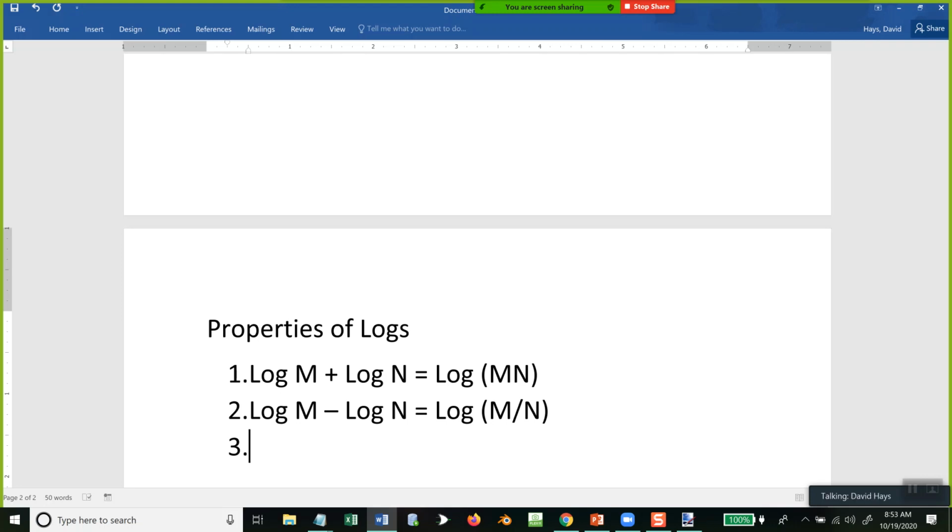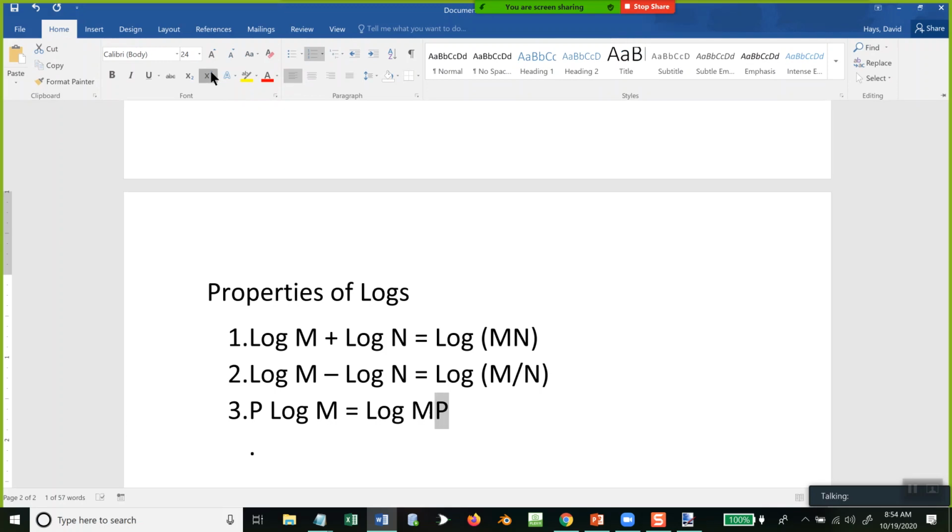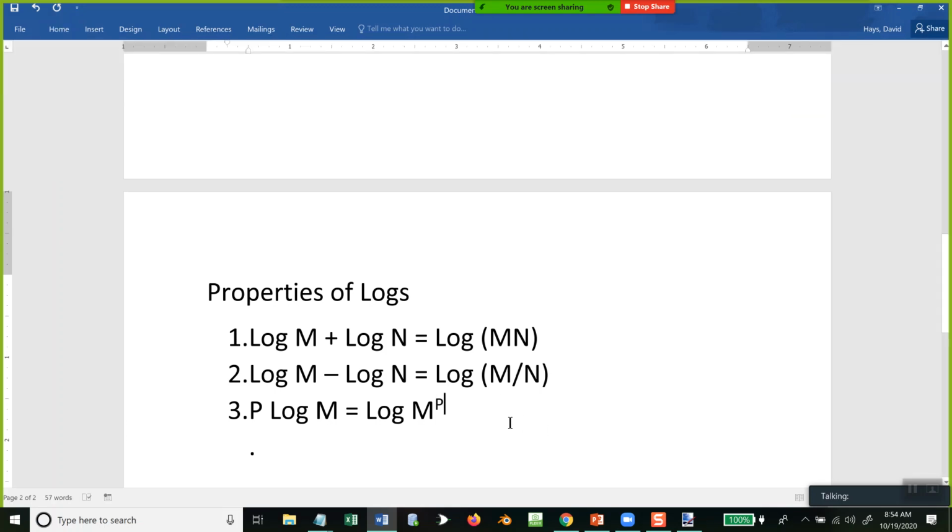If I had p log m, I can rewrite that as log m to the p power. What that entails is if you have a number in front of your log, although I have seen some books use a variable there also, you can take that number and put it as your power. First one's called the product rule, next one's the quotient rule, and this is the power rule.